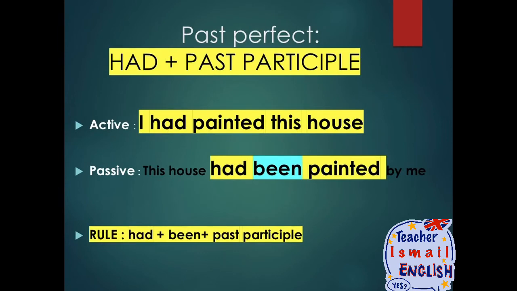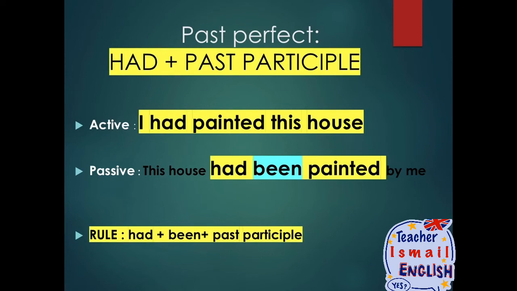Then we have the past perfect. We did the past perfect in a video before. The rule for the past perfect is had plus the past participle. I had painted this house. In the passive you can say, this house had been painted by me. So the rule that applies here is had plus been plus the past participle.